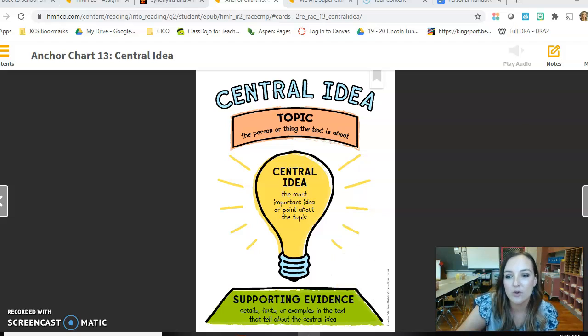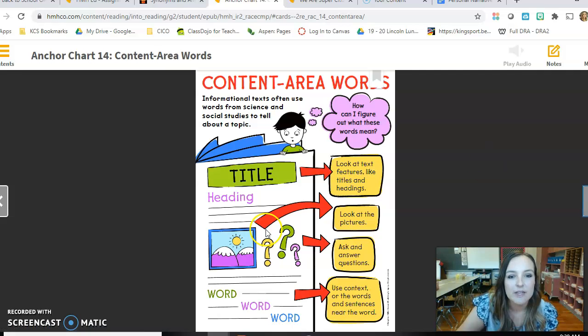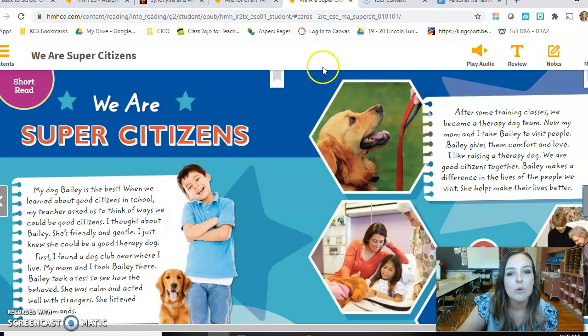If you'll turn in your My Book to the next page, you will see, sorry, I'm on the wrong page. Here we are. We will see our short read today called We Are Super Citizens. And I'm noticing on this page, when I look at the photographs, there is a boy and his dog.